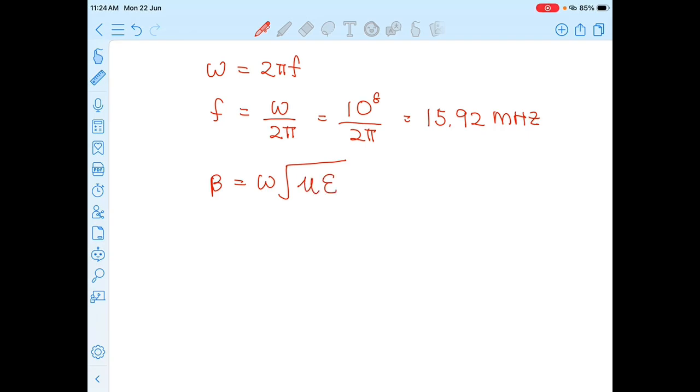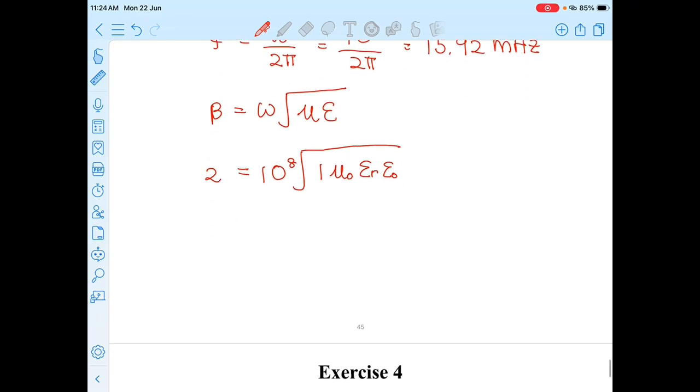Since this is a non-magnetic material, we can replace the mu with 1, so 1 mu naught, the permeability of free space. And here is the relative permittivity that we want to find, and it must be multiplied with the permittivity of free space. For the beta, it is equal to 2 over 10 power 8, given by the question, which equals the square root of mu naught, epsilon naught, and epsilon r. So you can square both sides to remove the square root.